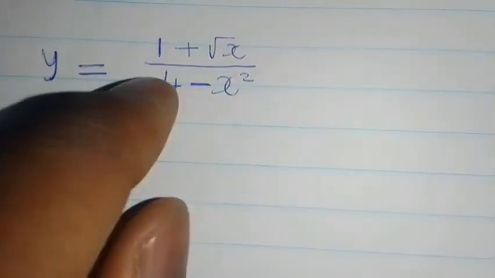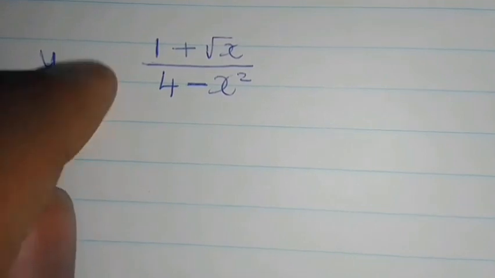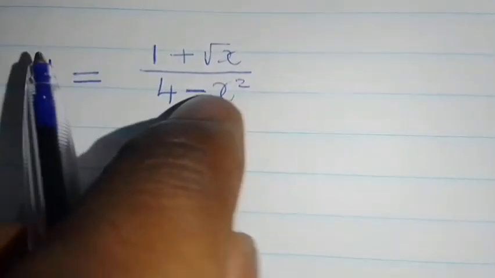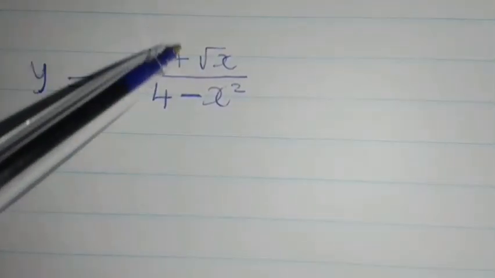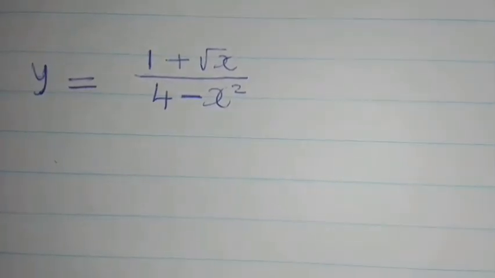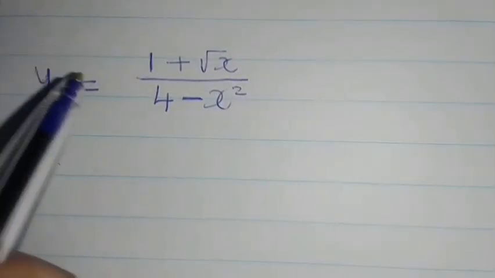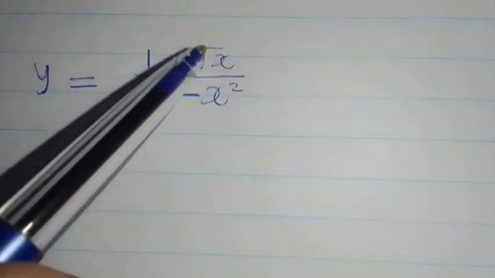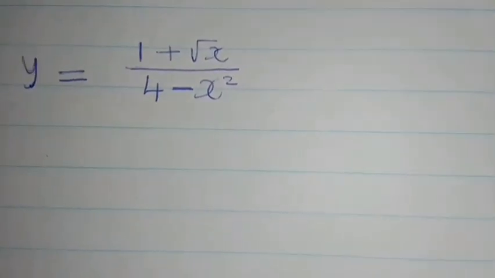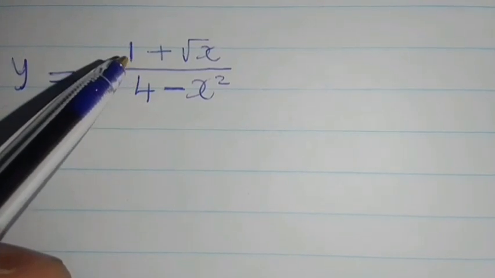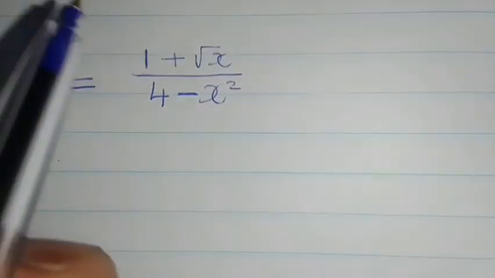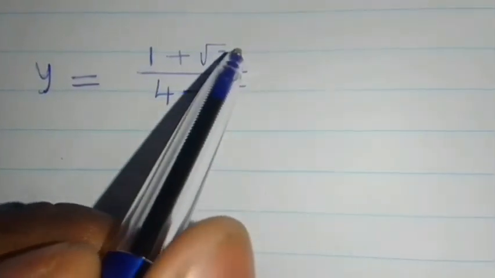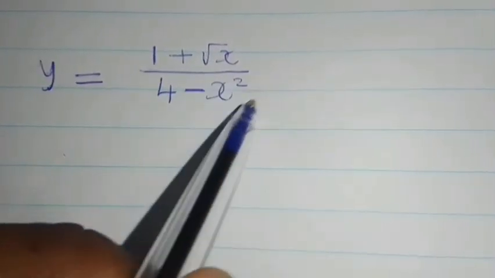Now the domain, in this case, is the x values for which y is defined. The domain will be all x values within an interval for which y will be defined. Sometimes they can specify the domain and sometimes they may not. But if they ask you to find the domain of this function, you have to consider the following. Consider the numerator and then consider the denominator.